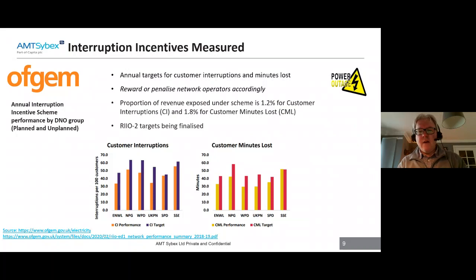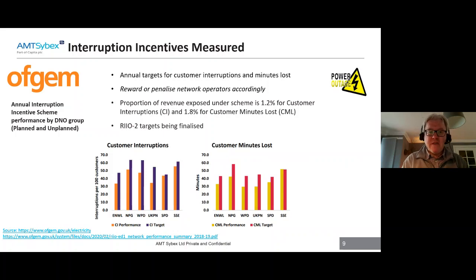The interruptions to supply are obviously monitored by Ofgem, and there are annual targets for the amount of time that's lost and the number of customers that are affected. So those are the two key variables and things that we need to measure and we need to reduce at all points. So there are rewards for getting it right and for exceeding your targets, but there are also penalties for not meeting them.